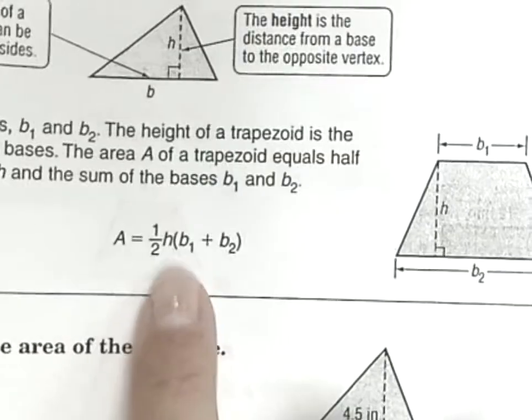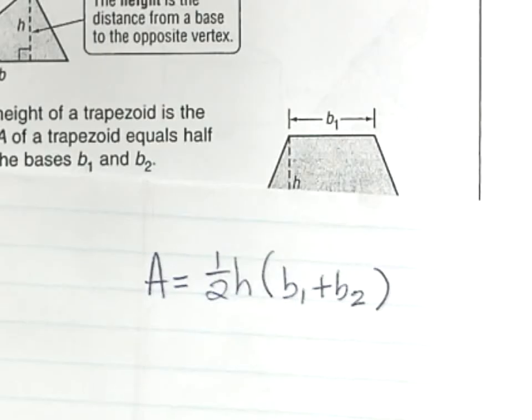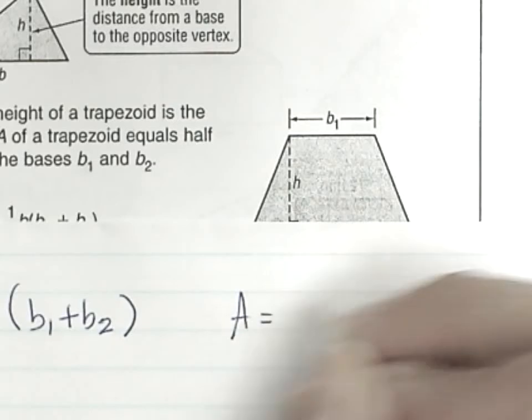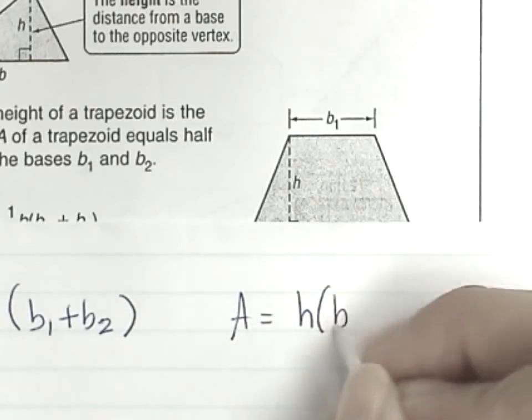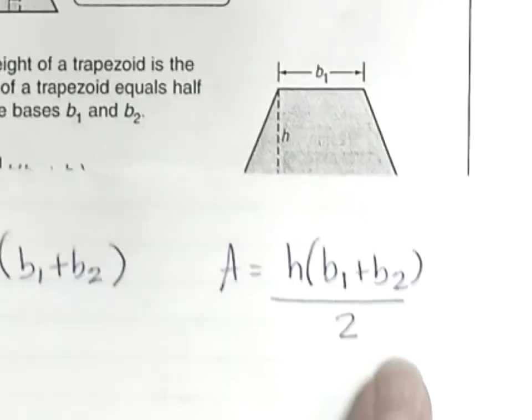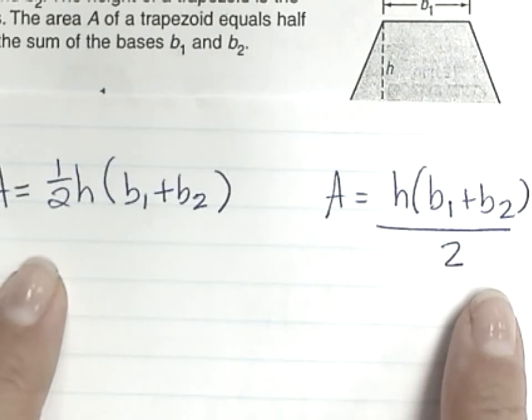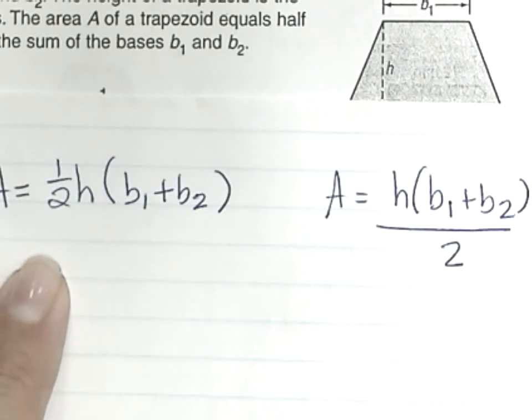Okay? There's the formula you can choose to use, or you can write A equals the height times base 1 plus base 2 divided by 2. Either one of these, same answer. That's okay if you like the second one better. That's totally fine.